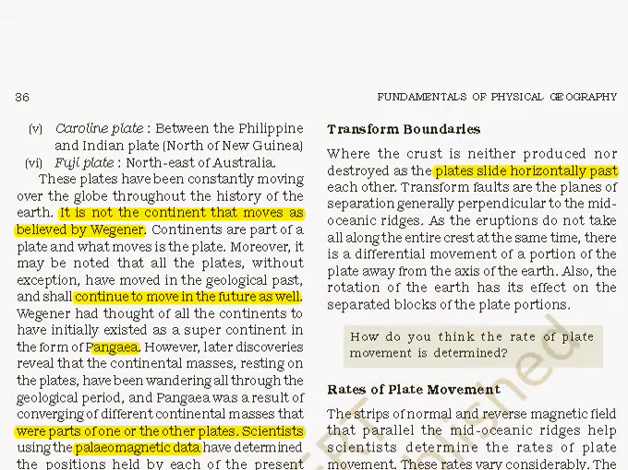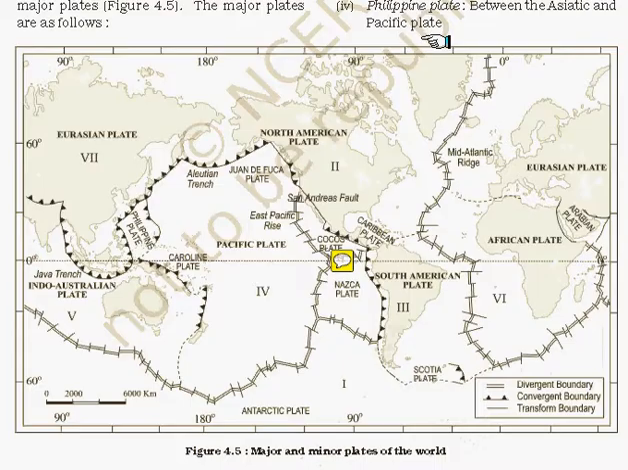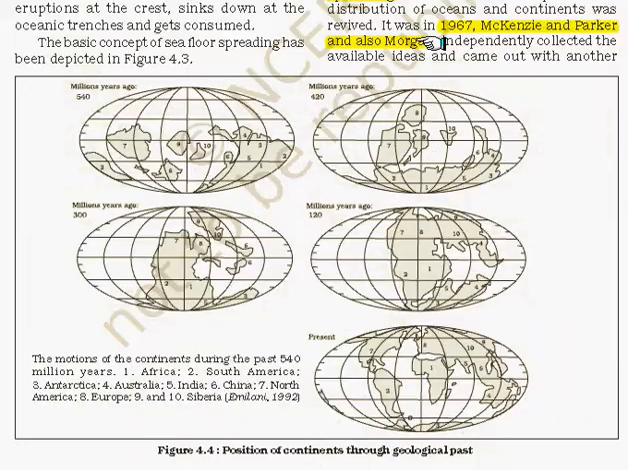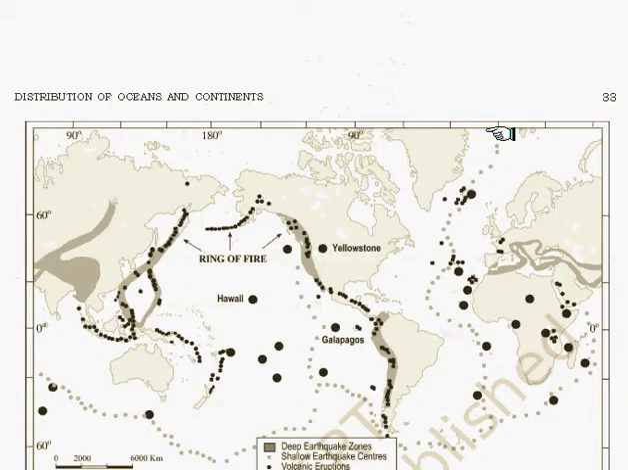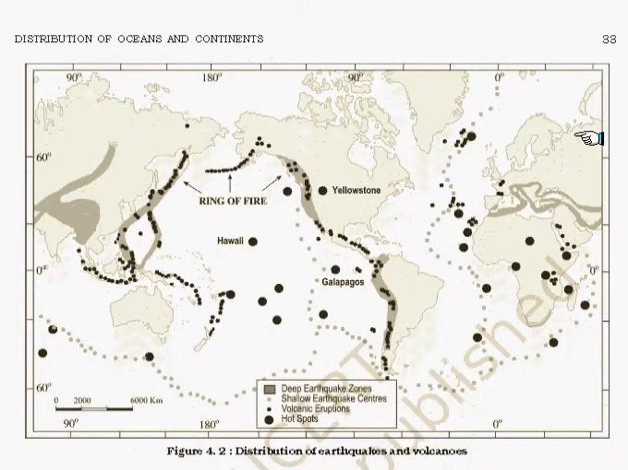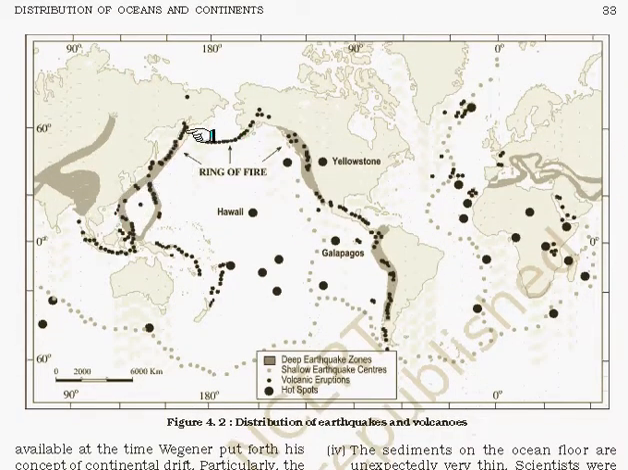Usually the position of these boundaries determine where the earthquakes and volcanoes will be present. For example, in this map we can see that along the convergent boundaries we can see the presence of deep earthquake zone as well as the volcanic eruptions and volcanic hotspots.